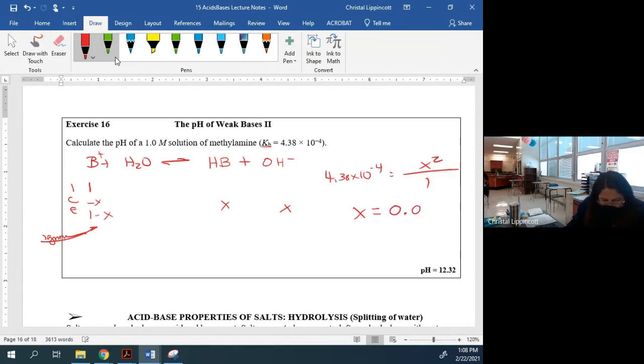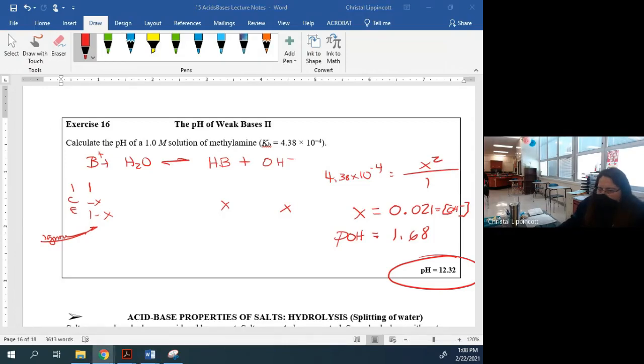0.01, which equals your hydroxide ion concentration. Your pOH then is going to equal 1.68, which will give you that for your pH. Sorry.